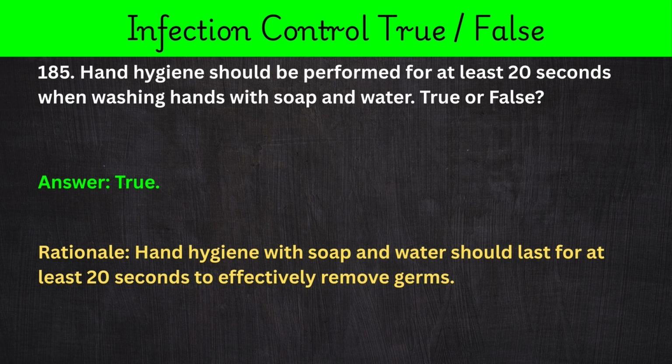185. Hand hygiene should be performed for at least 20 seconds when washing hands with soap and water. True or false? Answer: true. Rationale: hand hygiene with soap and water should last for at least 20 seconds to effectively remove germs.